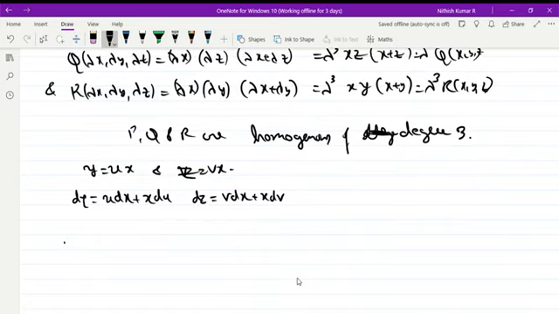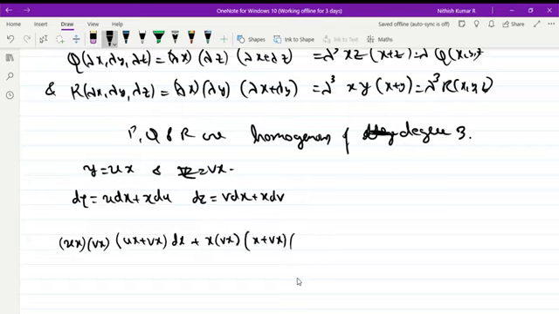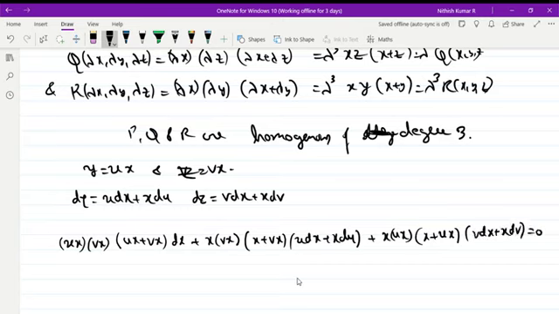ux dx into (ux plus vx) plus again x into z, so it is x into vx into (x plus vx), and now dy is u dx plus x du. The last term is x into y, so it is x into ux into (x plus ux), dz is v dx plus x dv, equal to 0.